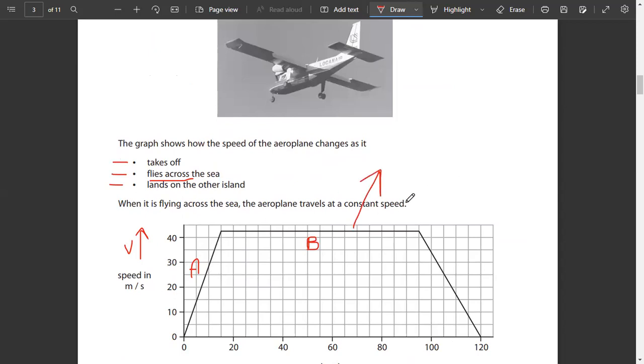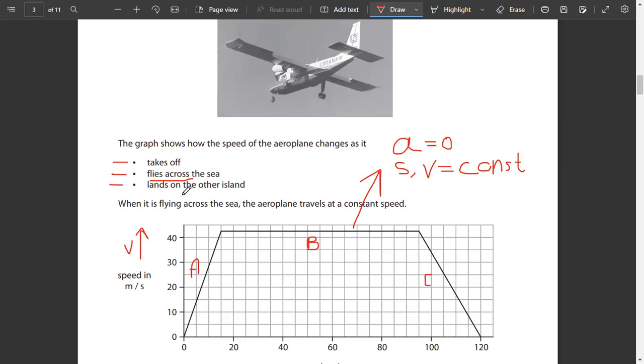जब भी आपको speed time graph या velocity time graph होता है, the horizontal line shows 2 things. Number 1, acceleration is 0. Number 2, the speed or velocity is constant.